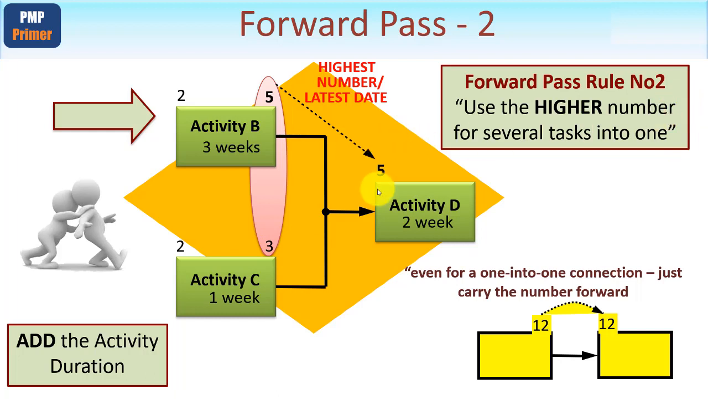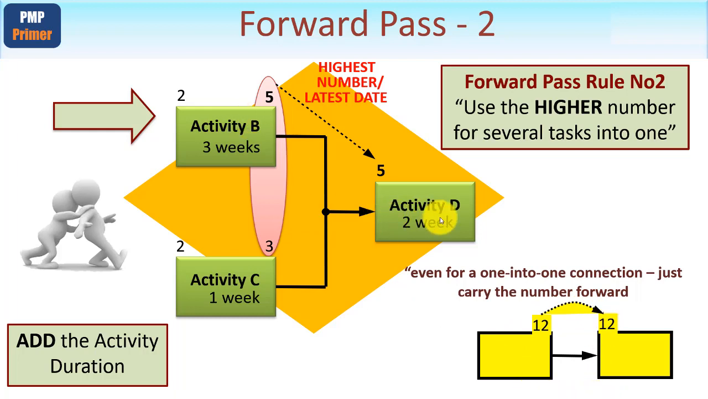When you've got several going into one, you've got to make a choice, and you use the higher number when you're doing the forward pass. So we've got 5 and we've got 3. It's therefore 5 that wins, because that's the highest number. Now, just as an aside here, if you just had 2 activities, one after the other, with no extra linkages, you simply transfer that number across. And as you'll see, we would do the same thing when coming back.